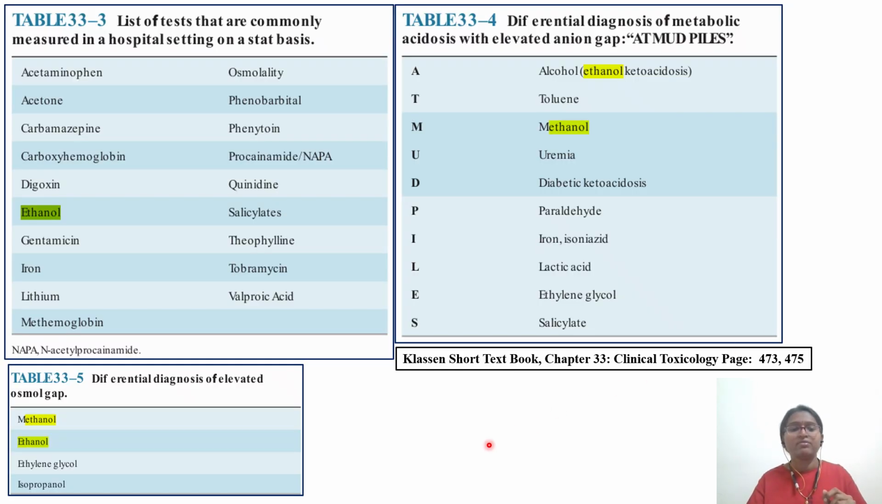Then under clinical toxicology, chapter 33, they have given table 33.3, a list of tests done in a hospital setting on a stat basis. Ethanol is listed as commonly measured. Whenever clinical toxicology sampling is done, ethanol level is checked in your serum or plasma. In differential diagnosis of elevated osmolal gap, again we check ethanol. And in differential diagnosis of metabolic acidosis with anion gap, alcohols, ethanol and methanol, are always traced in your sample collection.